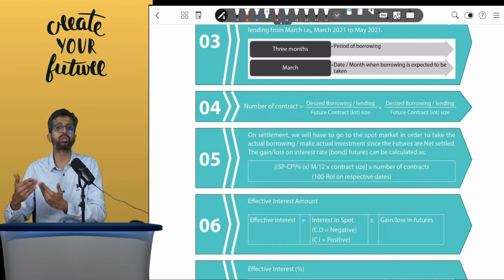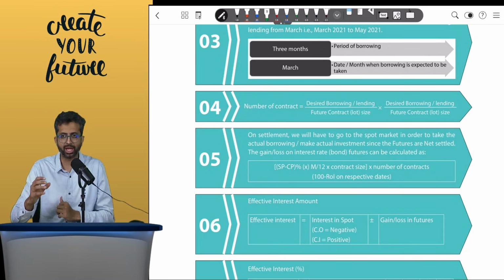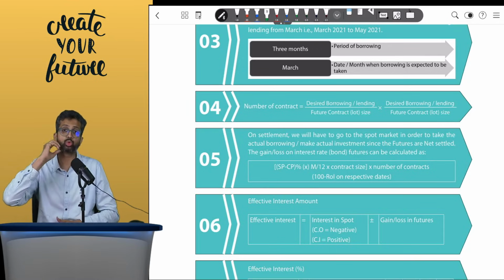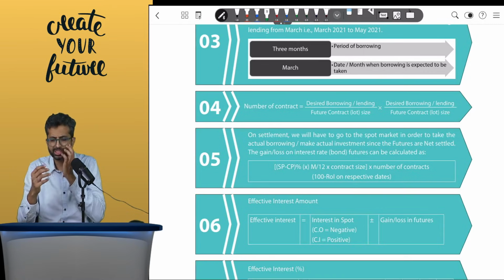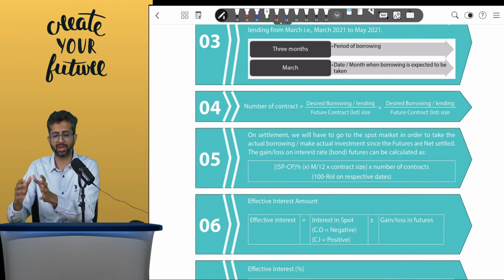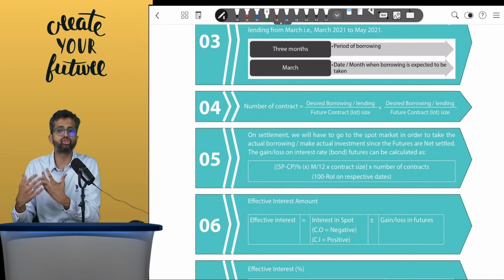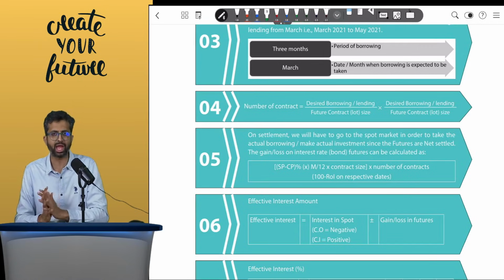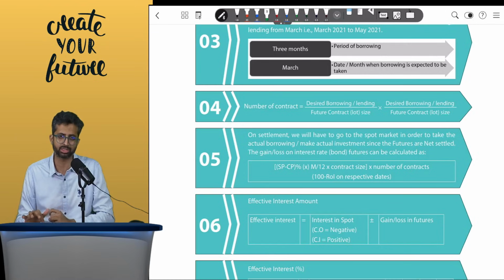There can be a cheapest to deliver bond question which can come, whereby you will be given a conversion factor to convert these bonds. So basically, if you want to find the value, you will convert the bonds using the conversion factor, and whichever bond is the cheapest will be the bond that you will select as the cheapest to deliver bond in case of an interest rate future.